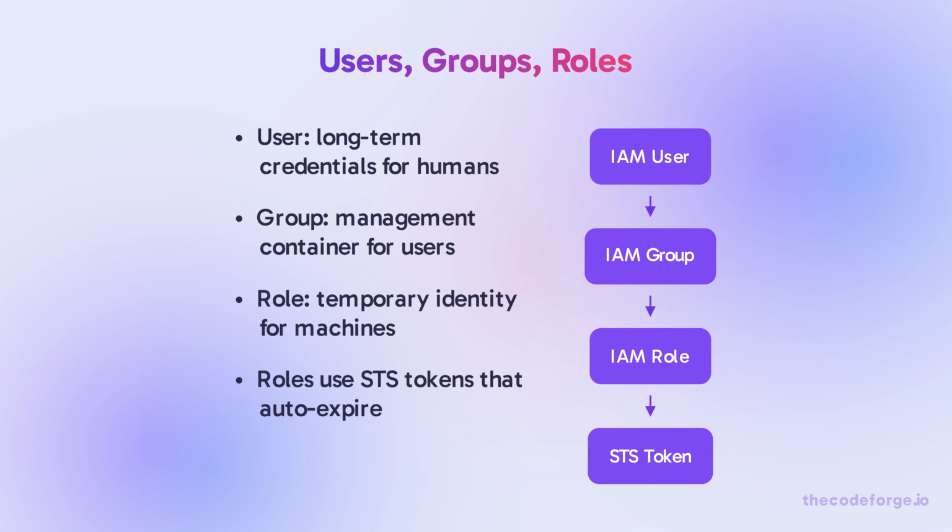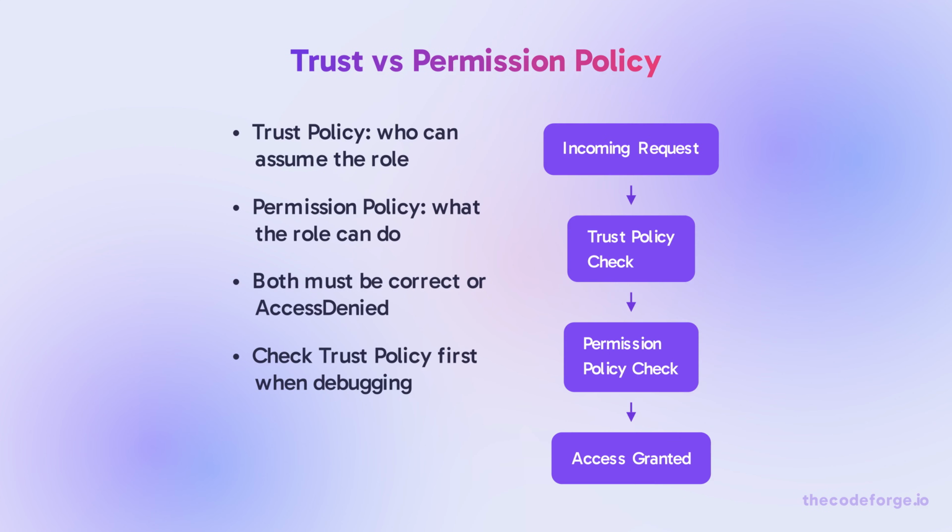The most common confusion comes from mixing up users, groups, and roles. Users have permanent access keys. Groups are just containers for users. Roles are temporary identities for machines. They have no static credentials. When something assumes a role, Amazon Web Services Security Token Service issues temporary credentials that expire automatically between 15 minutes and 12 hours. Every role has 2 separate policies.